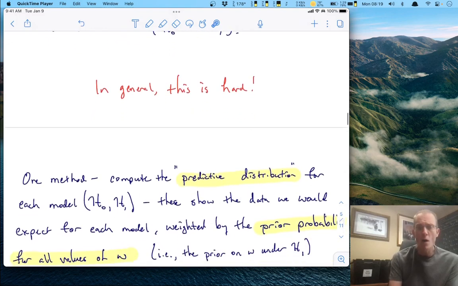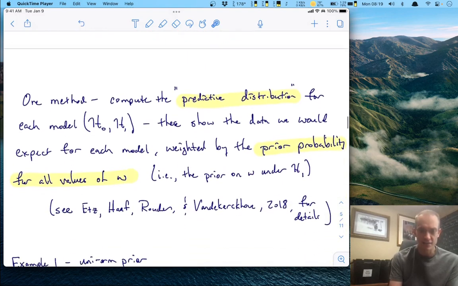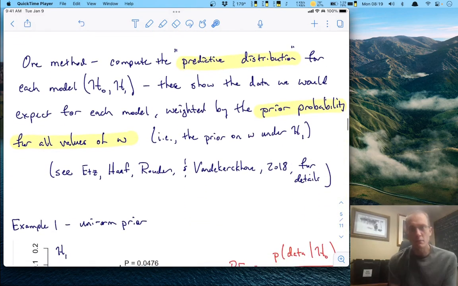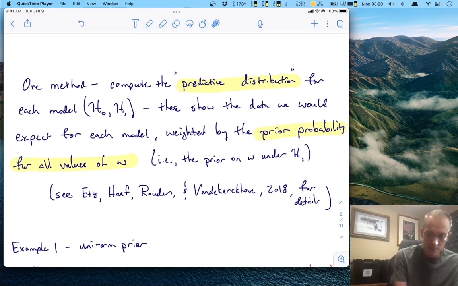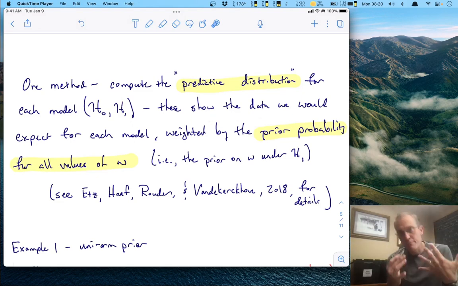Now, we did have one method that we introduced in the last lecture, in lecture 2, and that was called the predictive distribution. That method was based on a paper of Alex Etz and colleagues that I linked in the last video. And it was actually quite a nice method, okay? The idea was that we compute these predictive distributions for both models. And what these do is they show the data that we would expect for each model weighted by the prior probabilities for all values of the parameter.